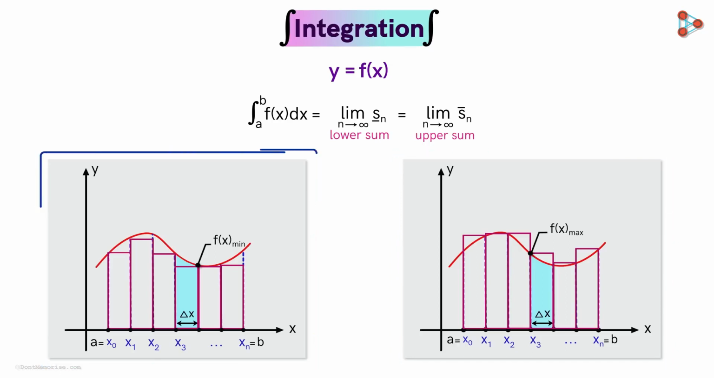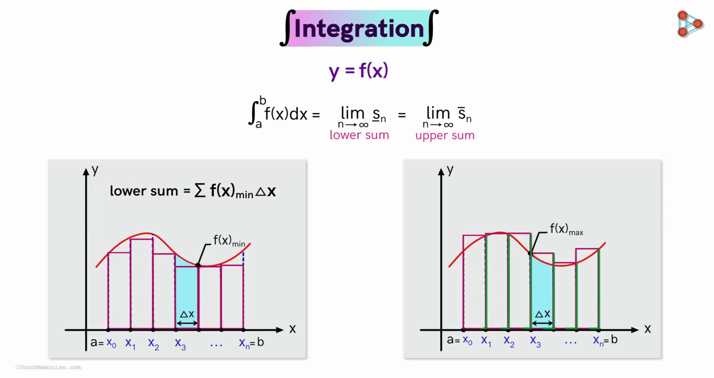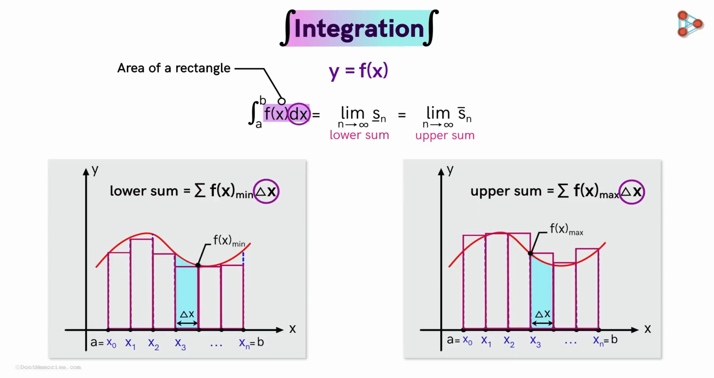Look at this figure. The lower sum is the sum of the areas of these rectangles. Symbolically, we can write it like this. Now look again. The upper sum is the areas of these rectangles. Symbolically, we can write this sum like this. From this, we can see the origin of the term f of x times dx in this symbol. It denotes the area of a rectangle. But wait, why do we use dx here instead of delta x?